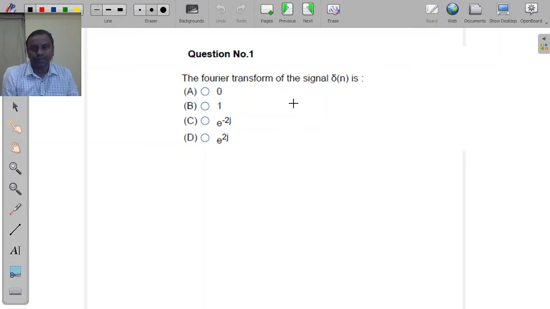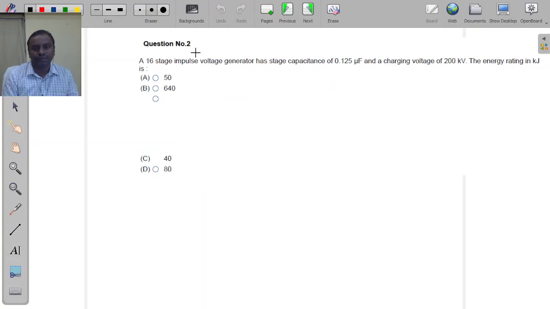First question, the Fourier transform of signal delta of n is. So this is the direct formula. So the answer for this is B. Moving into the next question.